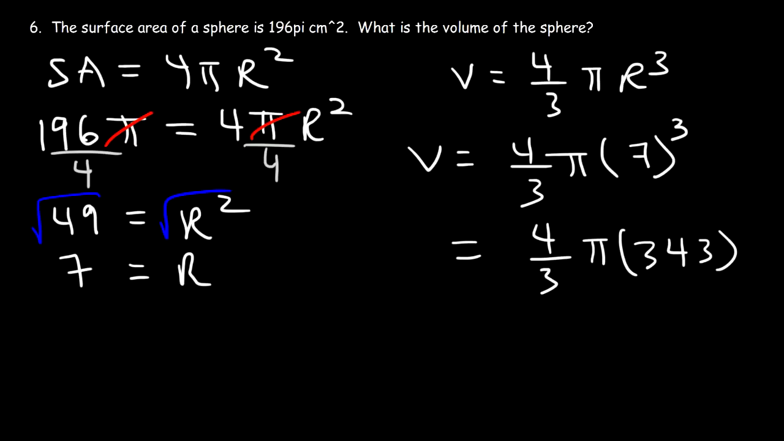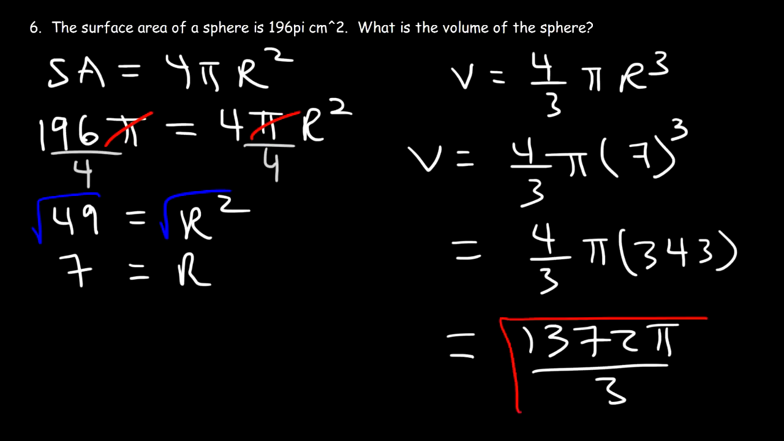343 is not divisible by 3, but we can multiply it by 4. So the final answer is 1372 pi divided by 3 as a fraction. And let's not forget the units. The units are cubic centimeters. So that's how you can basically find the volume if you're given a surface area.